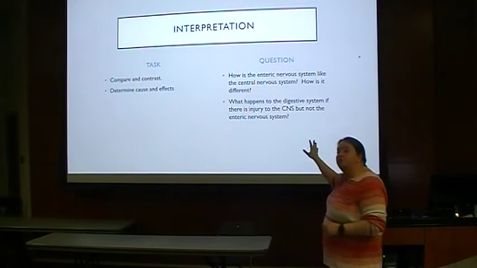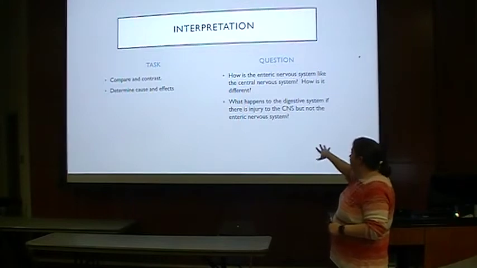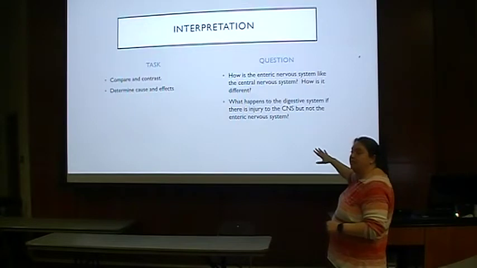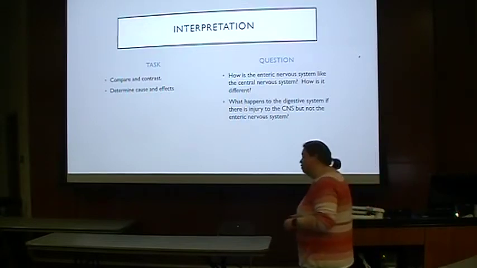So questions that you'd want to use for interpretation: how is the enteric nervous system like the central nervous system? How is it different? What happens to the digestive system if there is injury to the CNS but not to the enteric nervous system? So here we're comparing and we're contrasting different pieces.